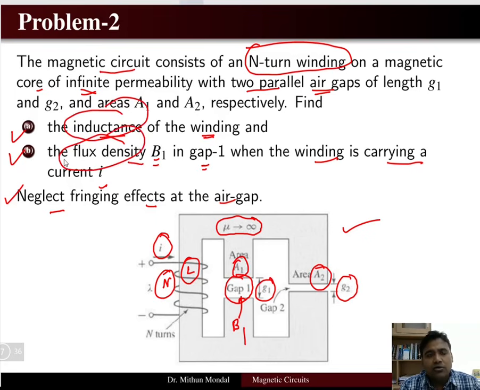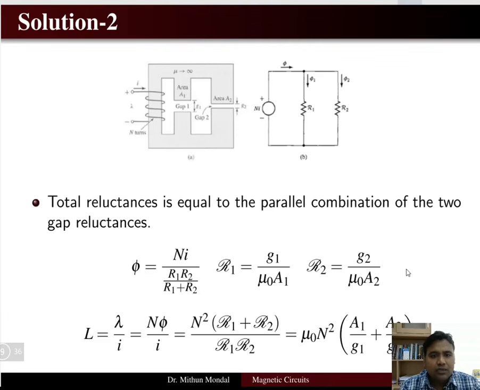If you observe the question, there are no data given. So this is an analytical question where you have to find the inductance formula and the flux density formula without knowing the data. We don't require any data here. So let us see the solution.